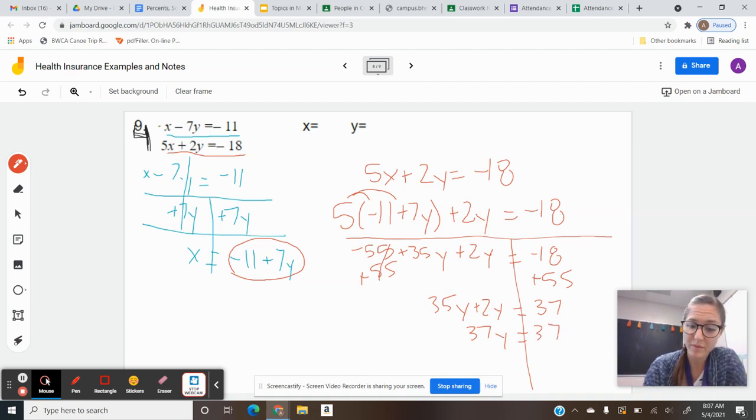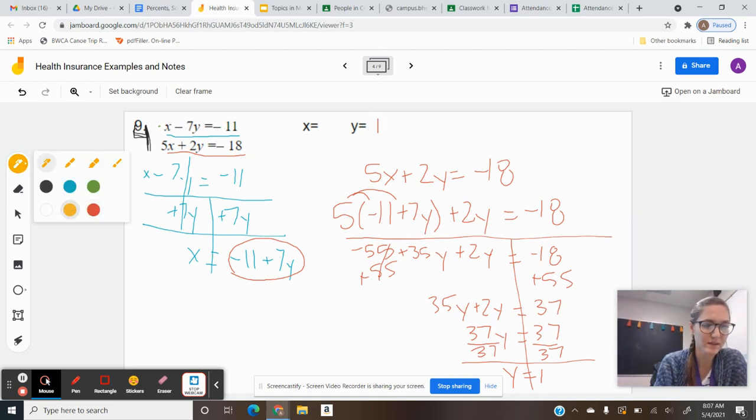All right, now I need to get this y by itself. It's being multiplied by 37, so I'm going to do the opposite of multiply. I'm going to divide by 37. And if I have to do it to one side, I have to do it to the other. So then I'm left with y equals 1. Awesome, perfect. So using that solve for x skill to solve for y in this case.